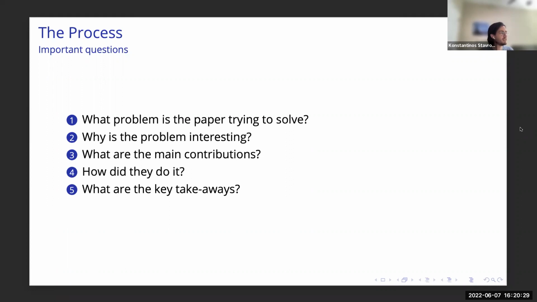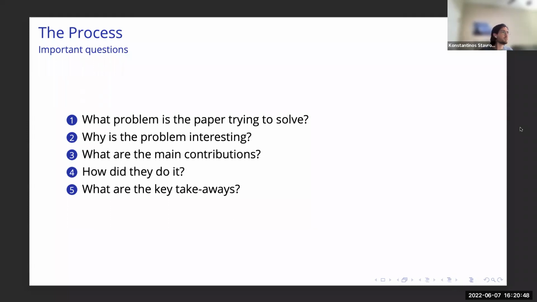So, the questions are simple, but are also very effective if you really think about them. One of the questions is, what is the problem? So the first question is, what is the problem that the paper tries to solve, right?